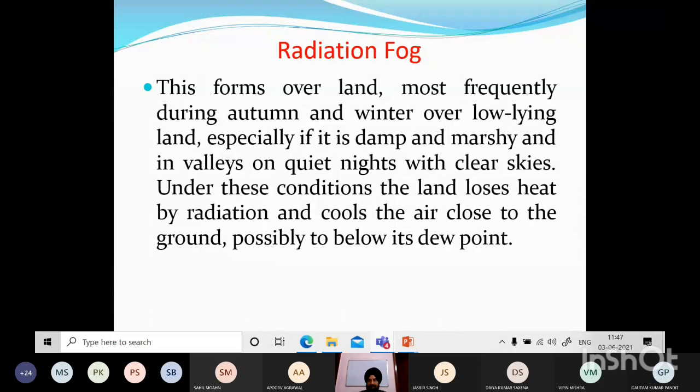Under these conditions the land loses heat by radiation. इसीलिए इसे radiation fog कहते हैं कि night time जब आपकी, we have studied that there is no incoming radiation from the sun, so the land starts losing heat, it starts becoming cold. So naturally the air है that also in contact with this land also starts becoming cool because of the radiation of the heat. And जैसे ये air ठंडी होगी, so it's possible that if it gets cooler, then the dew point condensation will take place.